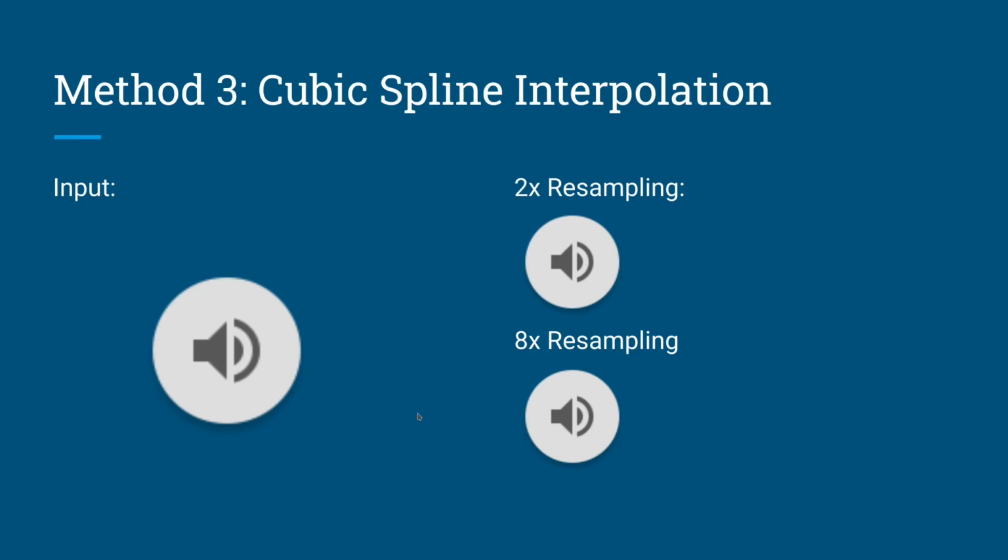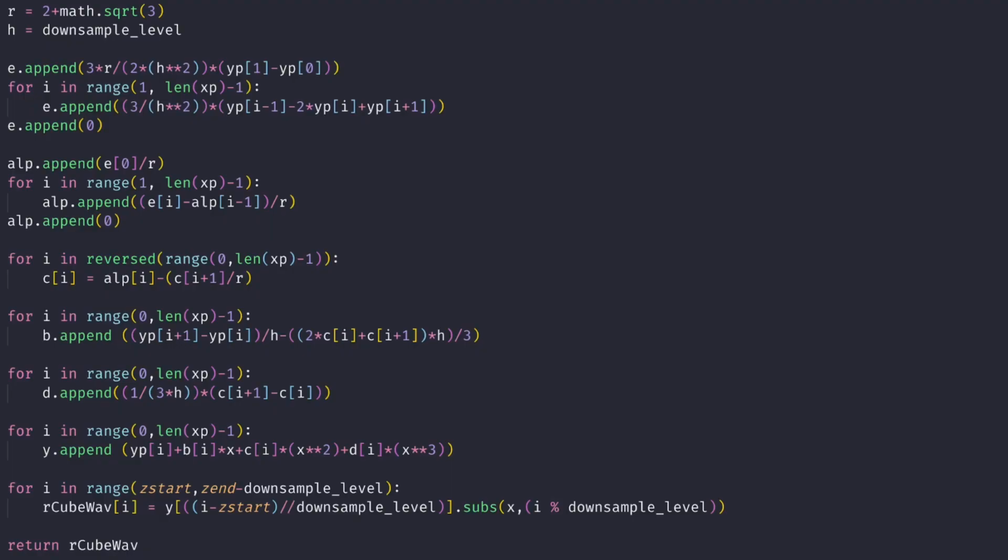So as you listen to those, as you recall, the quadratic on the 8 times did terribly, the linear did not do well, and the cubic spline actually did okay. So that's one big takeaway just from listening to those. Now let's move on to the code.